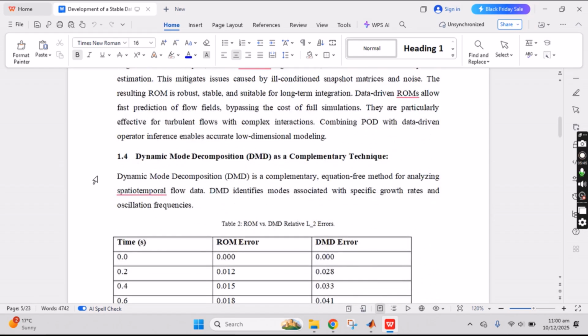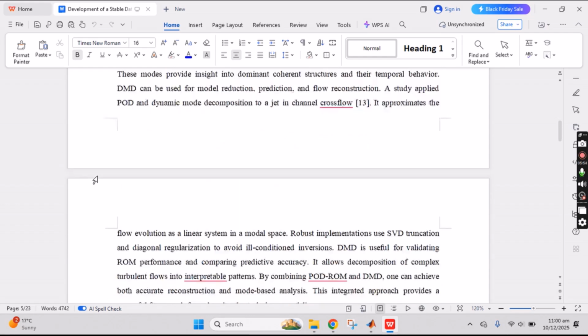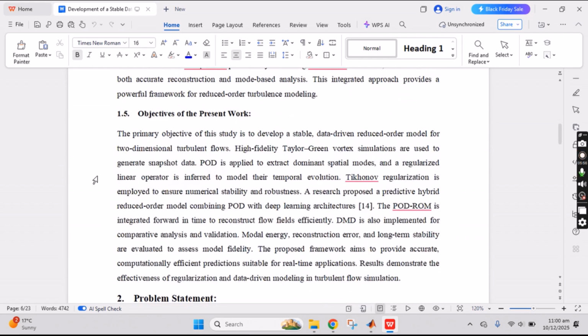Okay, so here is the dynamic mode decomposition as a complementary technique, and here is the ROM error with the DMD error over the time span. And the objective of the present work is to develop a stable data-driven reduced order model for two-dimensional turbulent flows. High fidelity Taylor-Green vortex simulations are used to generate the snapshot dataset, and POD is applied to extract the dominant spatial modes, and the regularized linear operator is inferred.